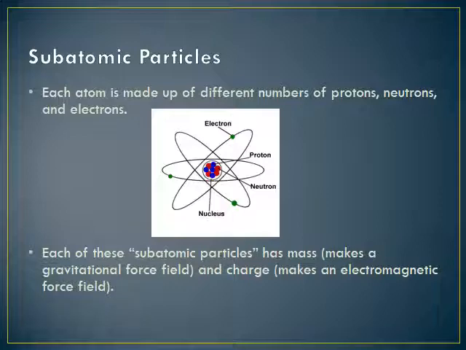Each of these subatomic particles, the proton, the neutron, and the electron, has mass, which means it makes its own gravitational force field, and it has charge, which means it makes an electromagnetic force field as well. We talked a little bit about how gravitational force fields look. Electromagnetic force fields are similar. I like to view them as kind of a special kind of smell that every particle that has charge contains, and that smell will allow those 2 objects to notice that they're there and to attract or repel each other.